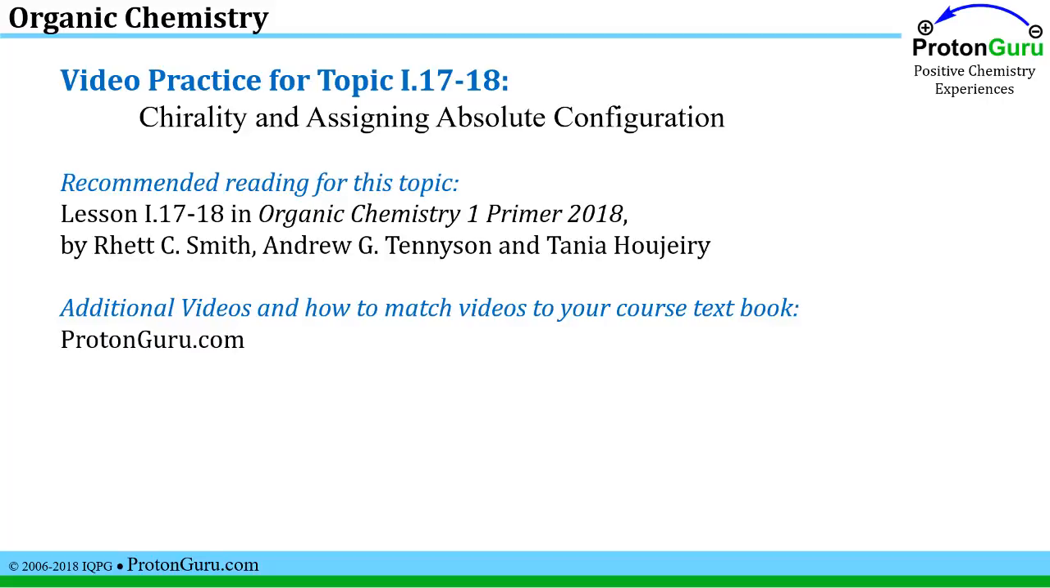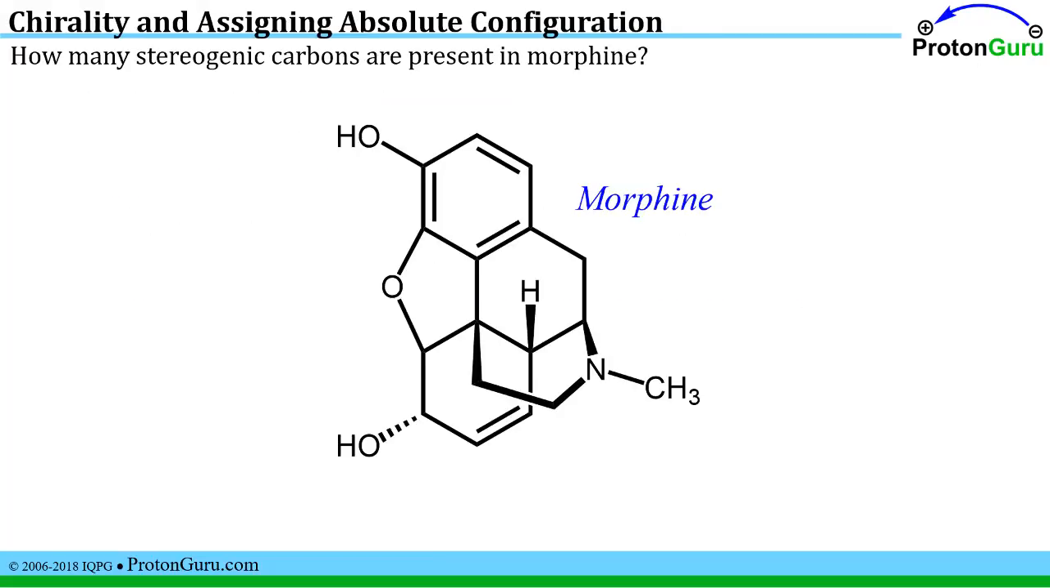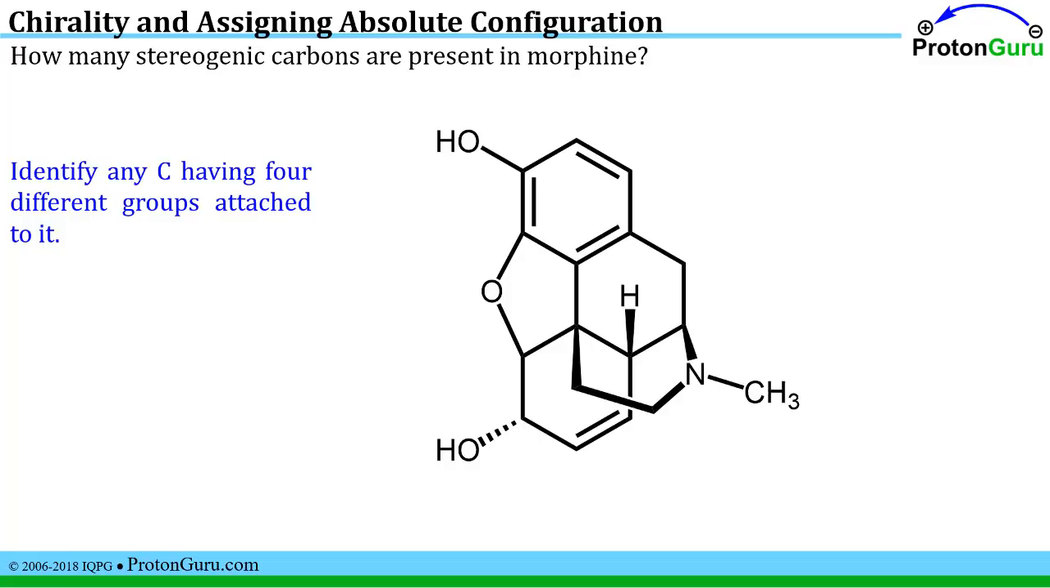One important skill is to be able to identify stereogenic carbons, and this question asks you how many stereogenic carbons are present in morphine. Well, although this is a very complicated structure, the rule for identifying stereogenic carbon atoms or chiral centers is pretty straightforward. You just need to identify any carbon atom having 4 different groups attached to it.